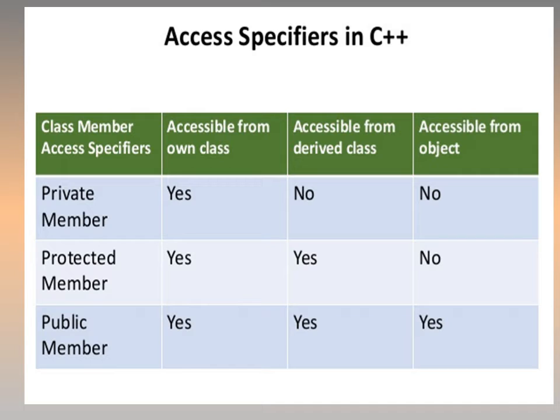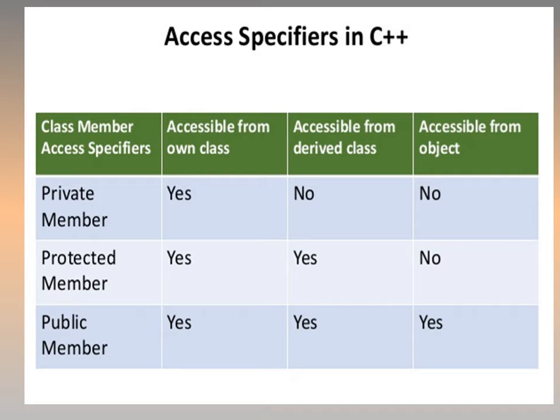Second, protected members. Protected members are accessible from their own class, meaning its own members can access the data. Second, accessible from derived class. Protected members are accessible in a derived class, meaning class A is the parent and class B is derived from it, then a member of class B can access the data of class A. If we declare the data members and the member function in a class as protected, then it is accessible there, but it is not accessible from an object, meaning outside the class it cannot be accessed.